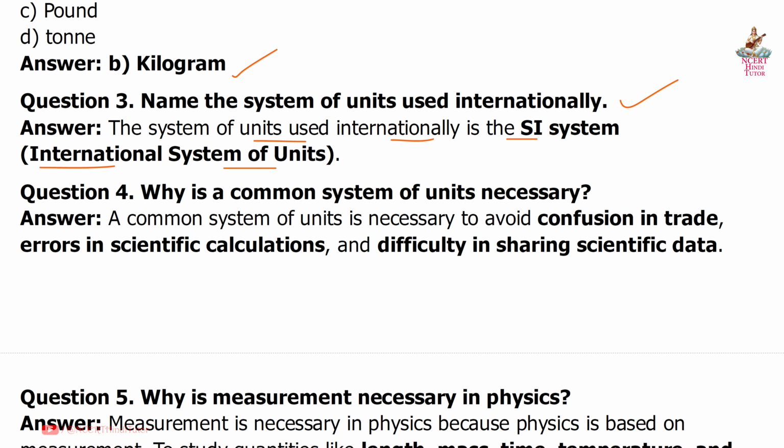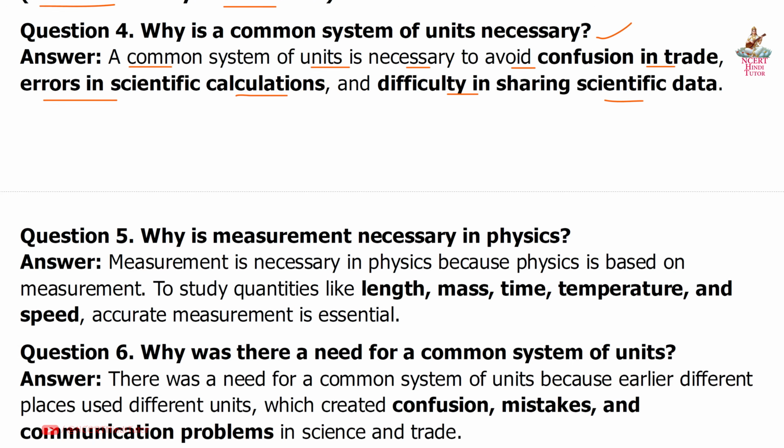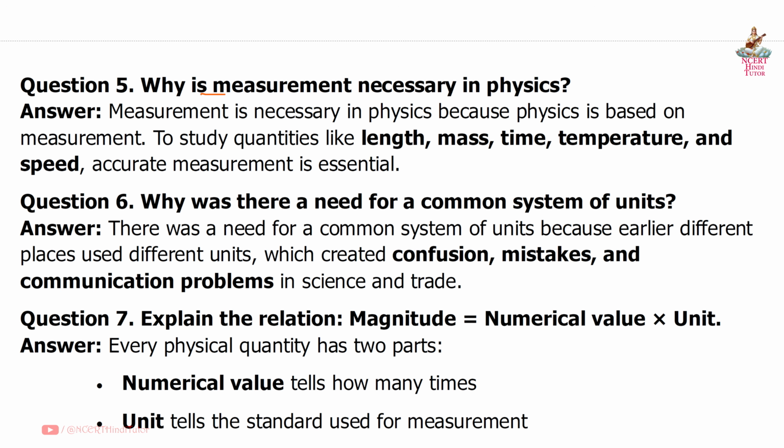Question 4. Why is a common system of units necessary? Answer A common system of units is necessary to avoid confusion in trade, errors in scientific calculations, and difficulty in sharing scientific data. Question 5. Why is measurement necessary in physics? Answer Measurement is necessary in physics because physics is based on measurement. To study quantities like length, mass, time, temperature, and speed, accurate measurement is essential.